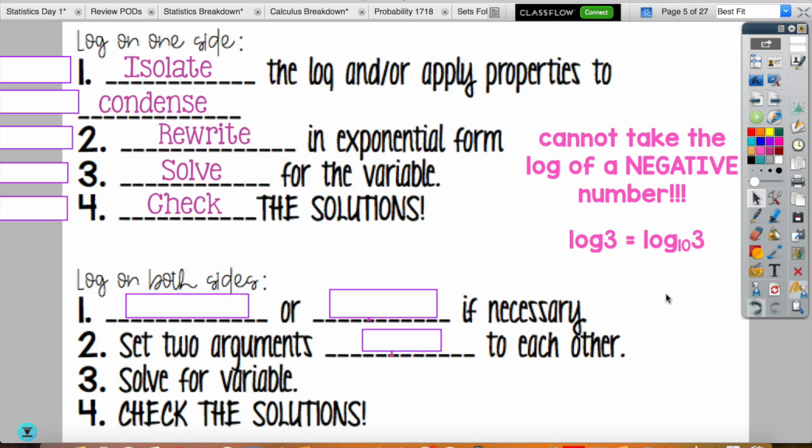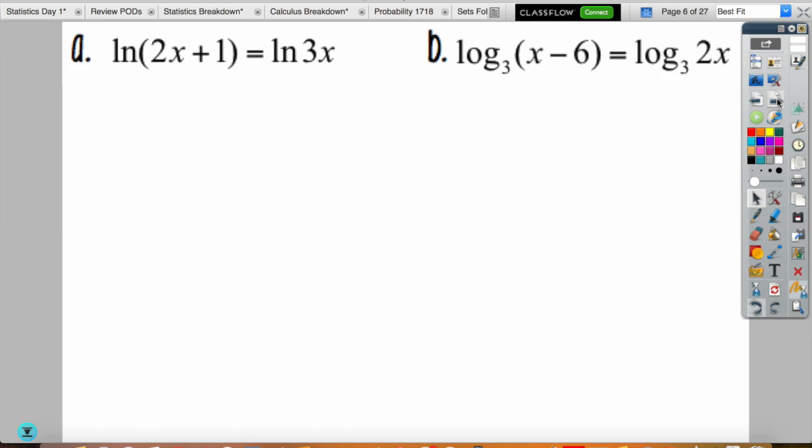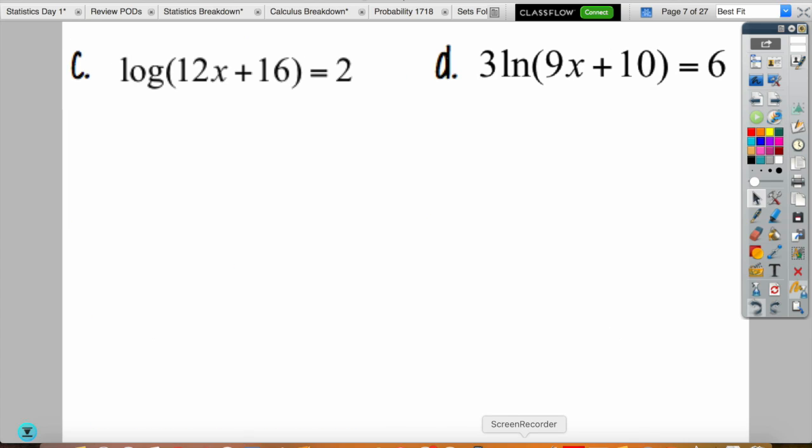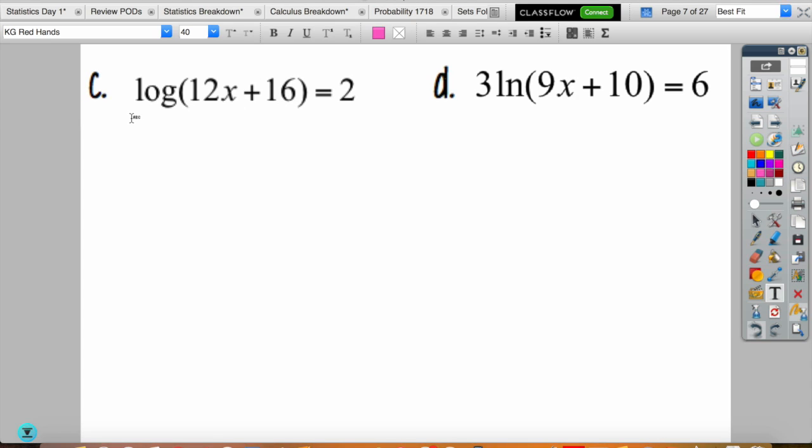All right, we're gonna look at some examples of this, okay? Like these two, C and D, okay? These are examples of where you have a log on one side, C and D, not A and B, C and D. You have a log on the left side, you don't have a log on the right side. Now, isolate the log. That's the first step, okay? If there are numbers in the front of the log, or if there's anything being added to the log, you want to get rid of those. That's what it means to isolate. Do we have anything like that? No, because that stuff that's in the parentheses is attached to the log, okay?